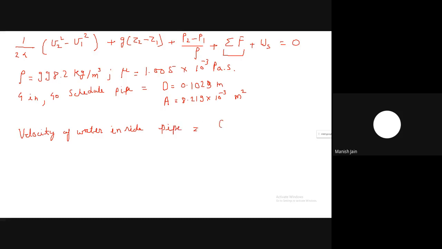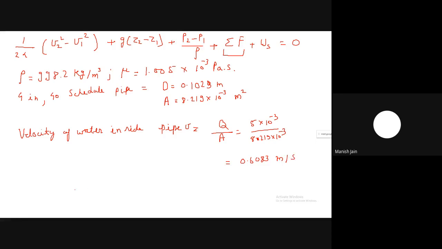is equal to Q divided by A, meaning 5 multiplied by 10 to the power minus 3 divided by 8.219 multiplied by 10 to the power minus 3. The velocity is represented by V, so V equal to 0.6083 meter per second. This is the velocity of the water inside the pipeline.